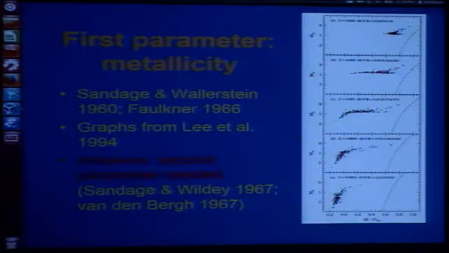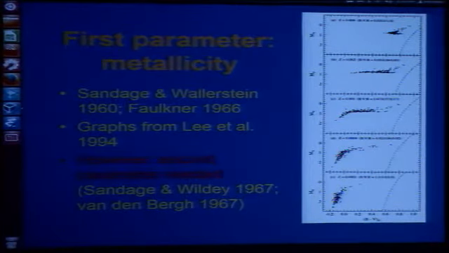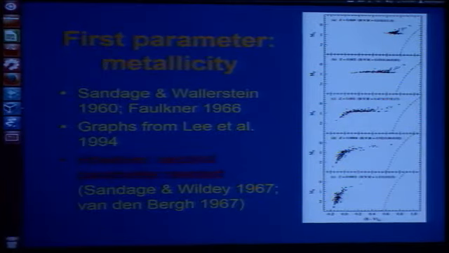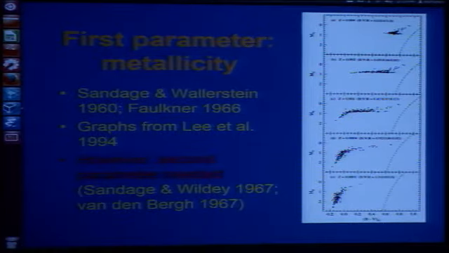Wallerstein in 1960, and then explained theoretically by Faulkner in 1966. You expect that the color of the horizontal branch is blue for metal-poor clusters and becomes redder and redder the further you go to more metal-rich clusters. However, just a year after this very nice explanation, it was found that this does not work for many clusters, and there is a second parameter that is needed.